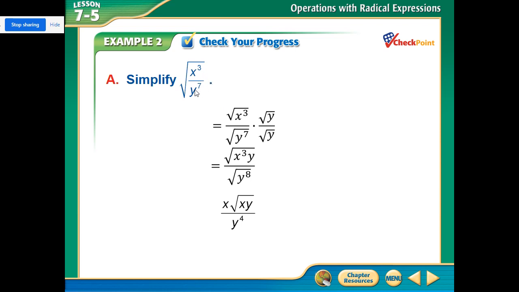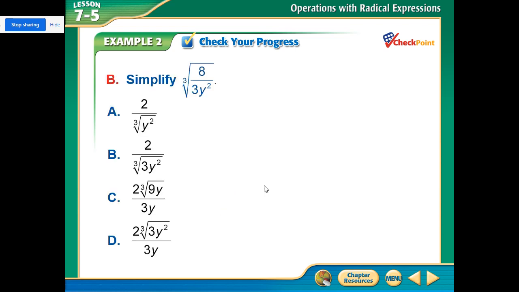So here's another one with y to the 7th here. So I need to go 1 more to make it even, so y to the 8th, so that I can go ahead and reduce this and it becomes y to the 4th. While I'm doing that, I'm looking at the numerator here, and x to the 3rd can be an x squared can come out, and just an x on the inside. And that's all I can do with those.